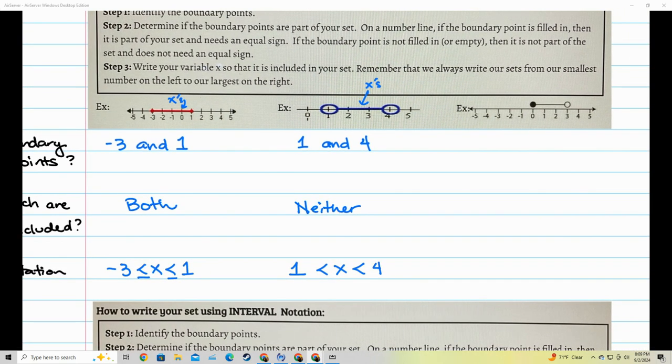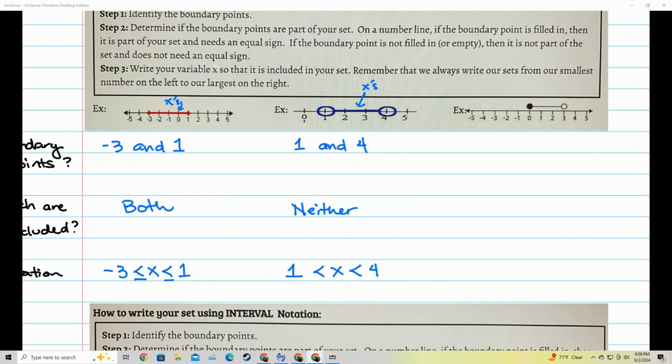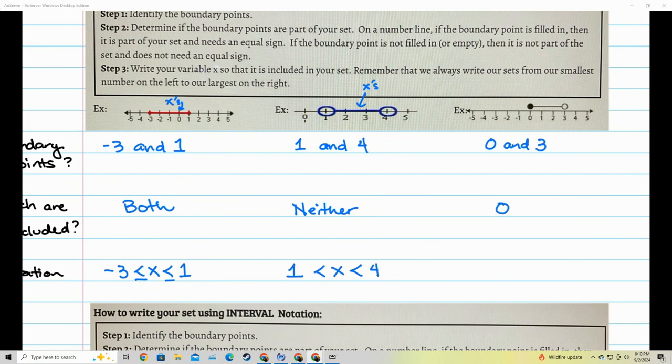All right, last one. What are my boundary points? I see that my boundary point is at 0 and at 3. So my boundary points are 0 and 3. Which of the boundary points are included? Well, just the 0. The 0 is the only one I really want because the 0 is the one that's shaded in. So I'm going to say just the 0.